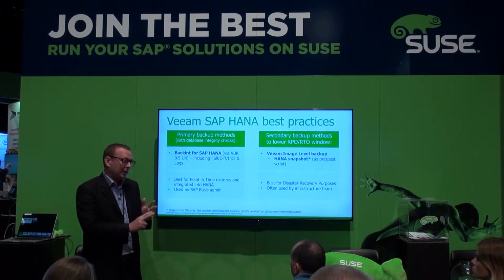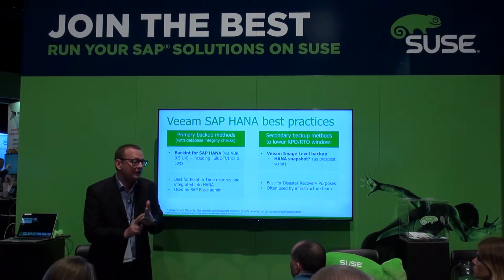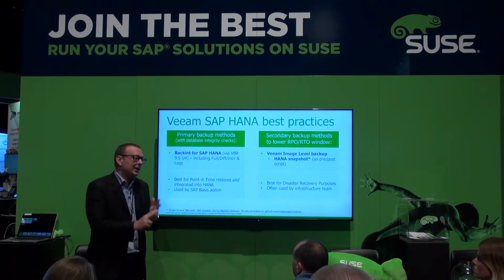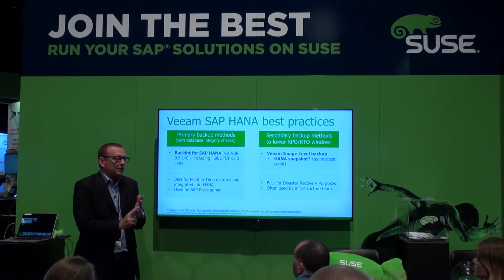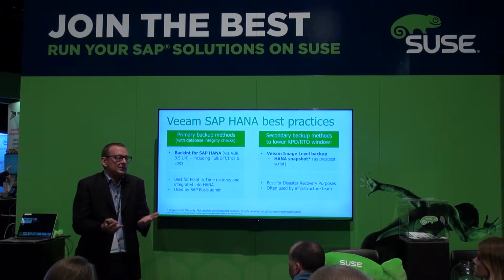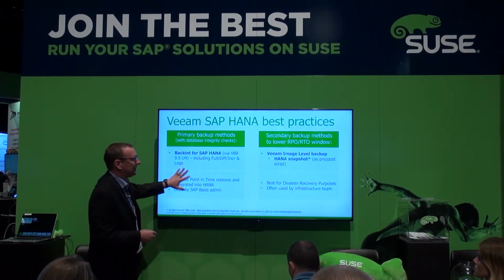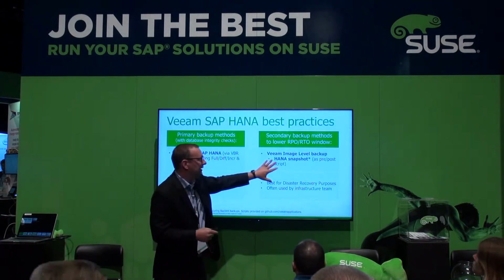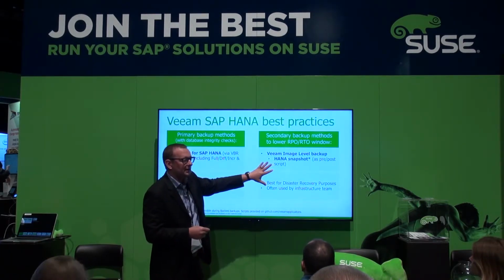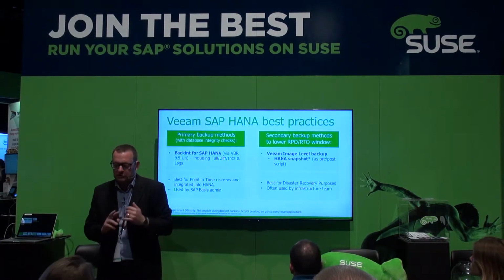What happens if your operating system, in this case, will never happen with SUSE, but what happens if something goes wrong? You apply a patch, and your system does not restart for whatever reason. Then backend does not help you. You need additional Veeam image level backups. We have a lot of technology to support you on this.